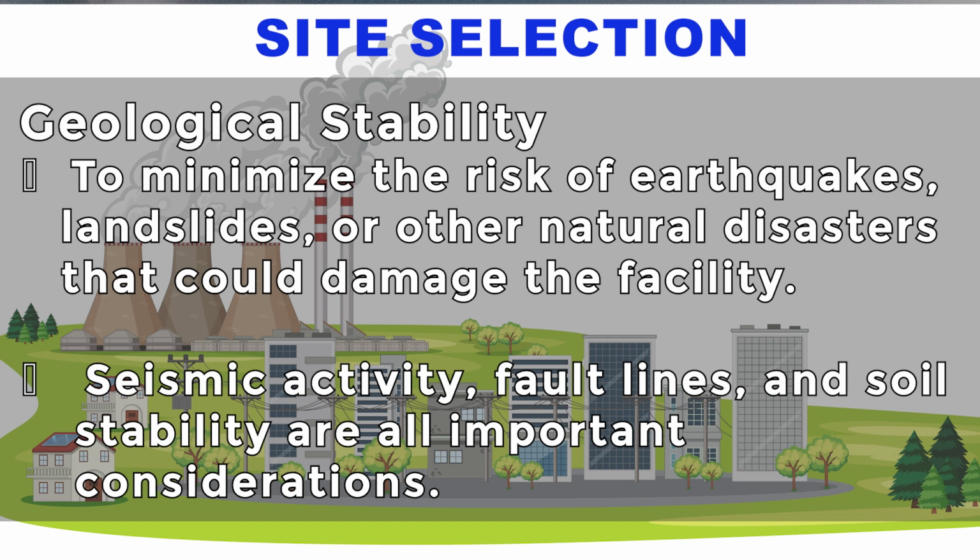So let's discuss the first site selection factor, which is geological stability. The site must be geologically stable to minimize the risk of earthquakes, landslides, or other natural disasters that could damage the facility. Seismic activity, fault lines, and soil stability are all important considerations.